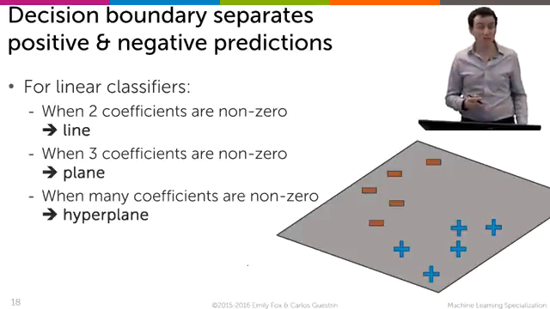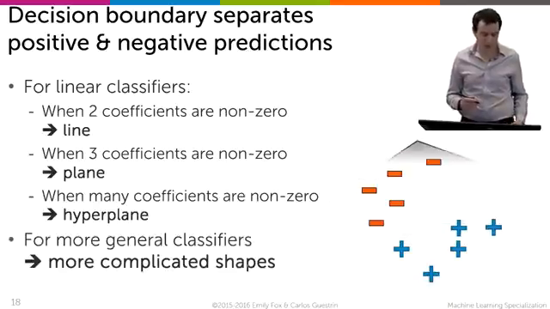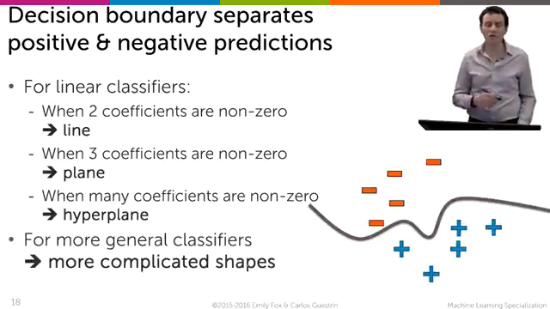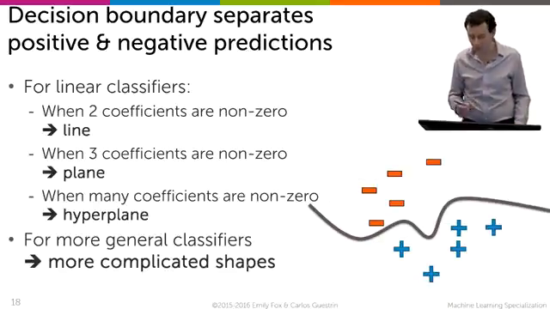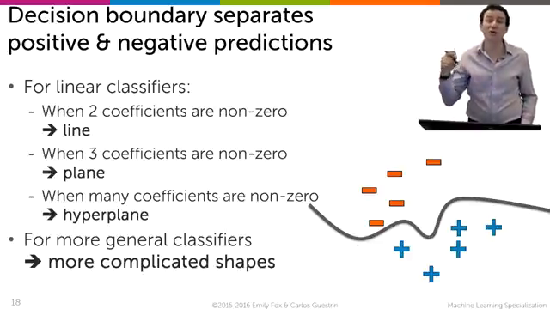And in general, if you visualize these hyperplanes in lower dimensional space, or if you use more complicated features or shapes, you might have a decision boundary that looks kind of like that squiggly, more complicated line.